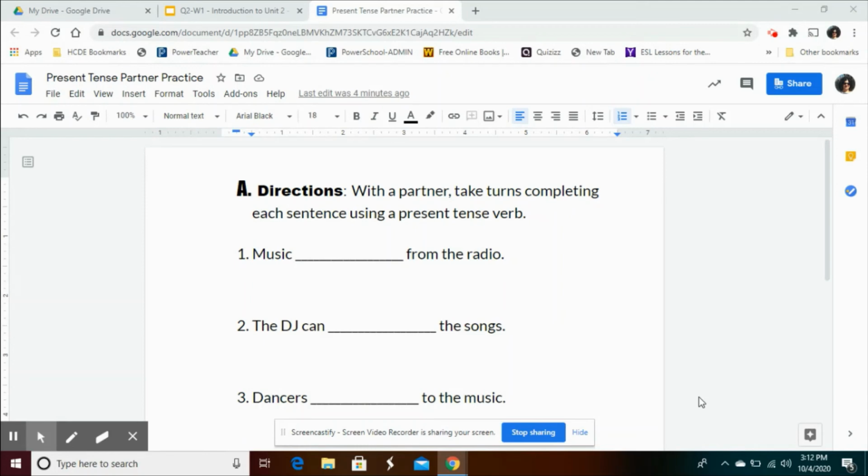Okay, let's look at number two. The DJ can blank the songs. Now, I am giving you here a helping verb, right? Which one is it? Can, yes. So, what should happen to my main verb? Do I need an S? You're right. We don't need an S for our main verb because we have the auxiliary or helping verb can there. Very good. So pause the video, take a few minutes, and complete the exercises, and then please submit it to me or your teacher.